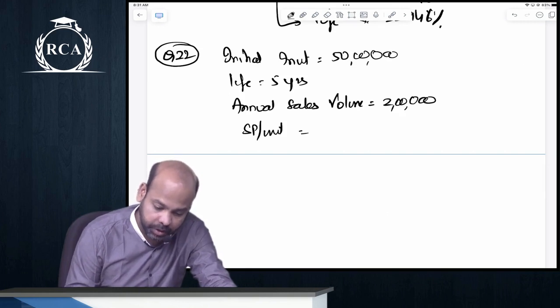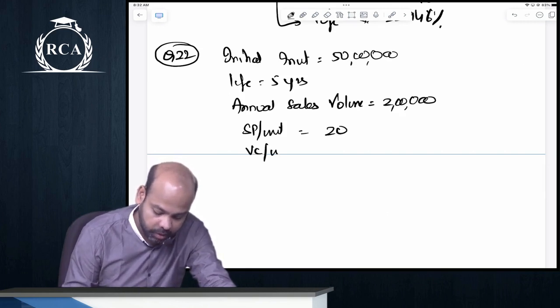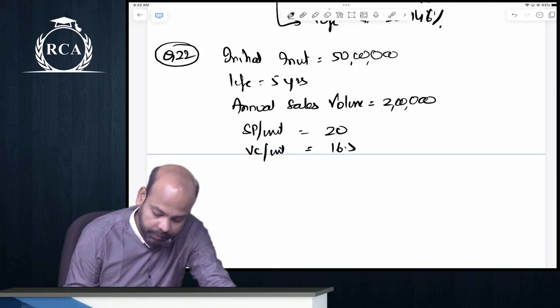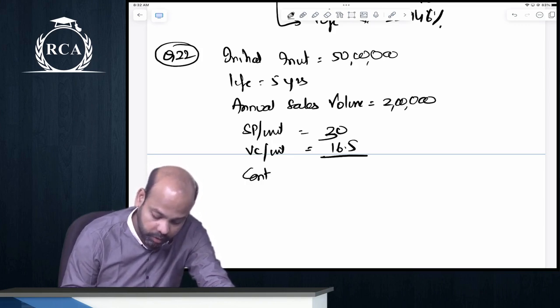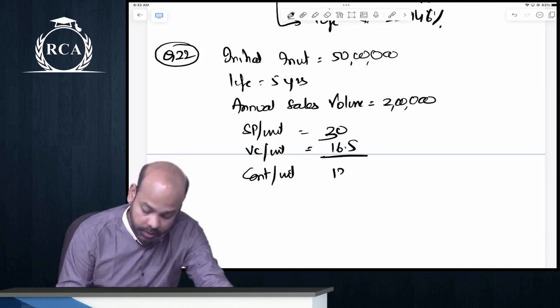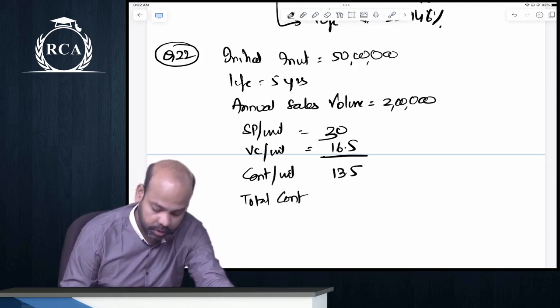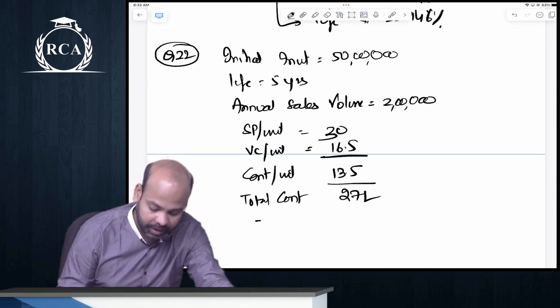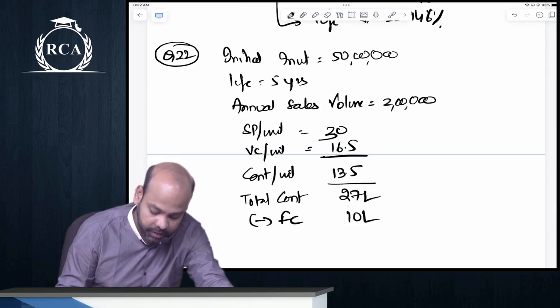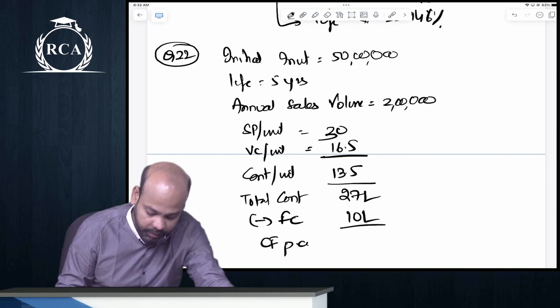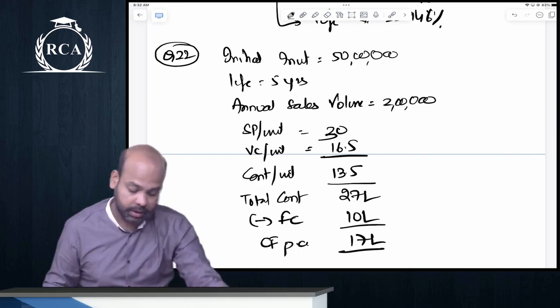Selling price per unit is 30. Variable cost per unit is 16.5. Contribution, ये कितना है 30 sorry. Contribution per unit is 13.5. Total contribution beta 27 lakhs. Fixed cost annual is 10 lakhs. Cash flow per annum is 17 lakhs.